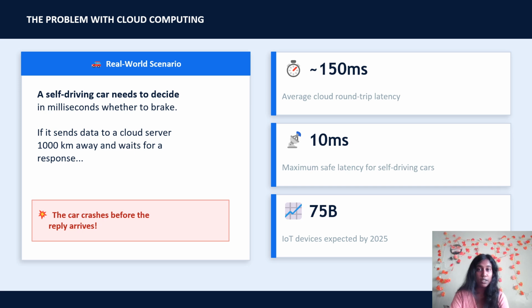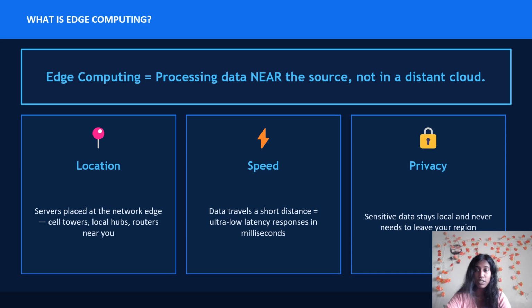Now, wait, think bigger. By 2025, there were an estimated 75 billion IoT devices, such as smartwatches, factory machines, traffic lights, medical monitors, and many others, all generating data constantly. Sending all of that to a distant cloud is impossible. The whole network would collapse. So what do we do here? The answer is edge computing, and the definition is very simple.